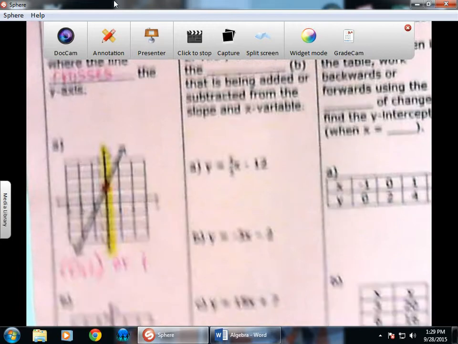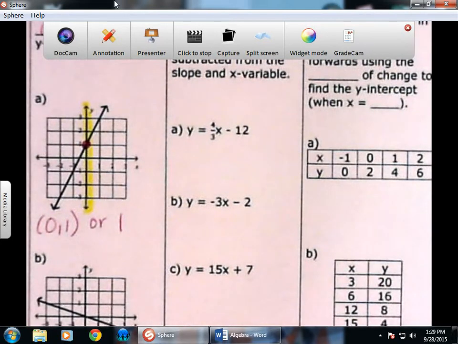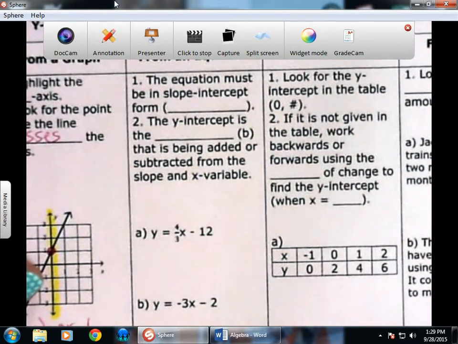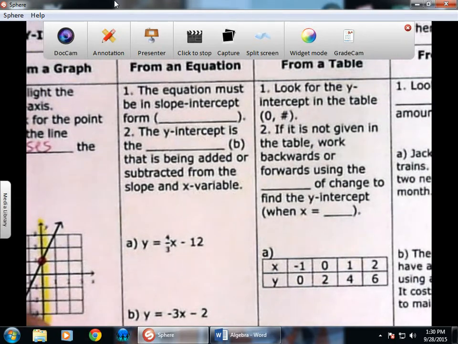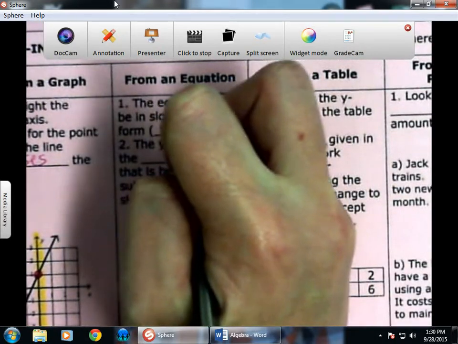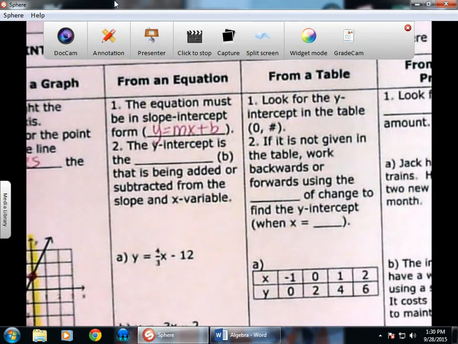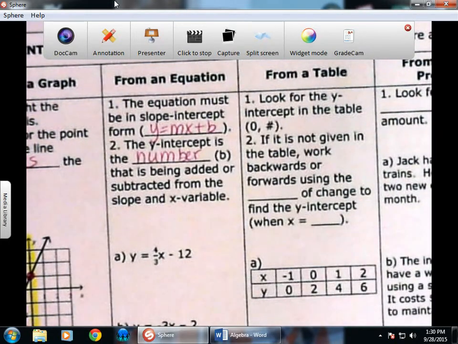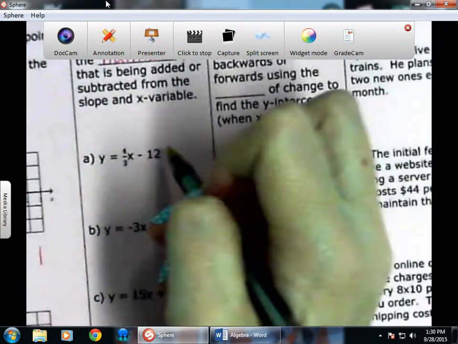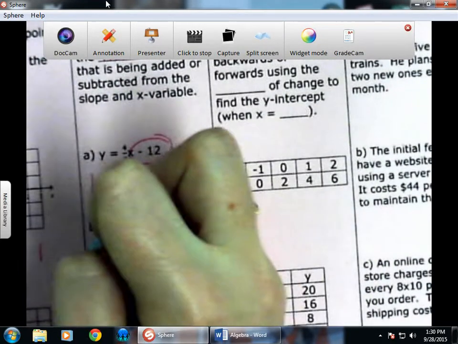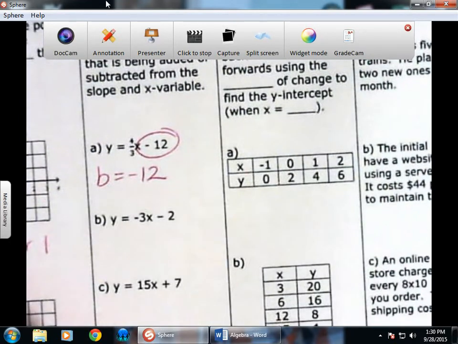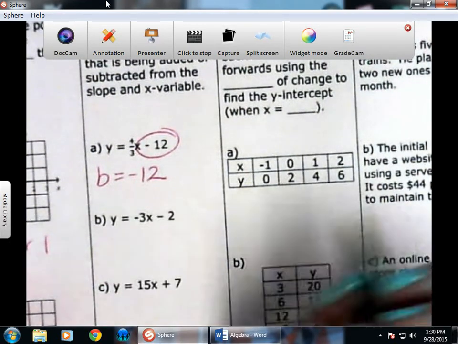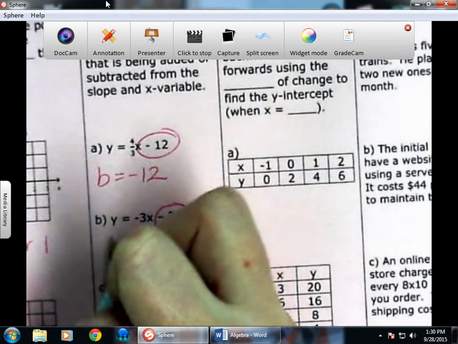Okay, you have example B to do on your own, so pause the video and complete that, and then we'll start the next section. So, finding your y-intercept from an equation. The equation needs to be in slope-intercept form, which is y equals mx plus b. The y-intercept is the number, your b value, that is being added or subtracted from the slope times the x variable. So, on A, right here is your y-intercept, which means b is negative 12 because you're subtracting 12. Example B, you are subtracting 2, so your y-intercept is negative 2.